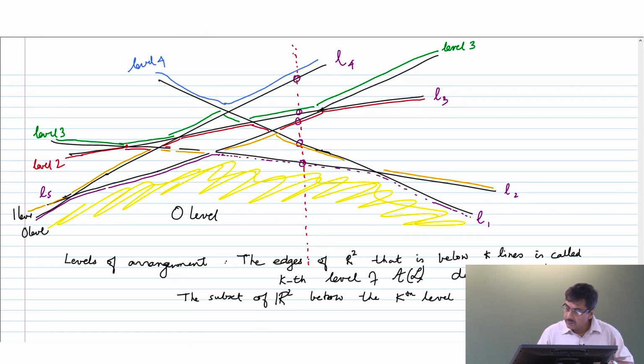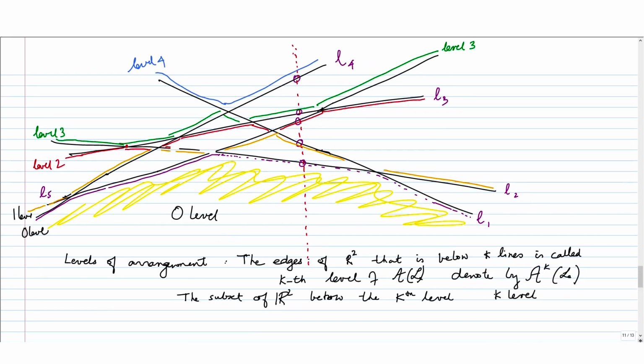The less than or equal to k level is denoted by A less than or equal to k of L. The portion that I showed in yellow is the less than or equal to 0 level. But whatever I draw on the edges, those are exactly the kth level. So the edges define the kth level. Less than or equal to k is below that level. This takes care of all edges and all vertices. So the arrangement takes care of the levels, basically the union of all levels.